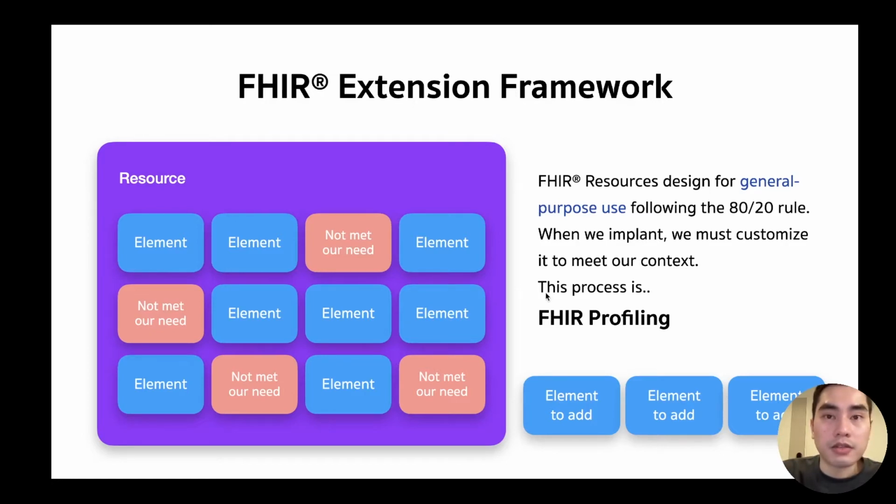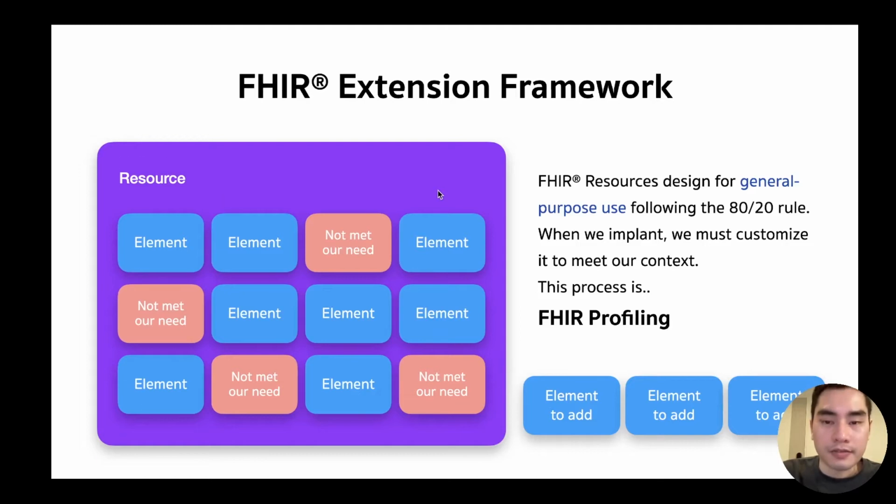This process is profiling. What do I mean when I say customize it? For example, the FHIR core resource has this resource and has 12 elements inside. Maybe there are some elements that we don't like. It's like they don't solve our exchange problem. There are some elements like this, the pink one, that don't solve our problem, so we want to change it. Or there will be some elements that we want to add into our resource.